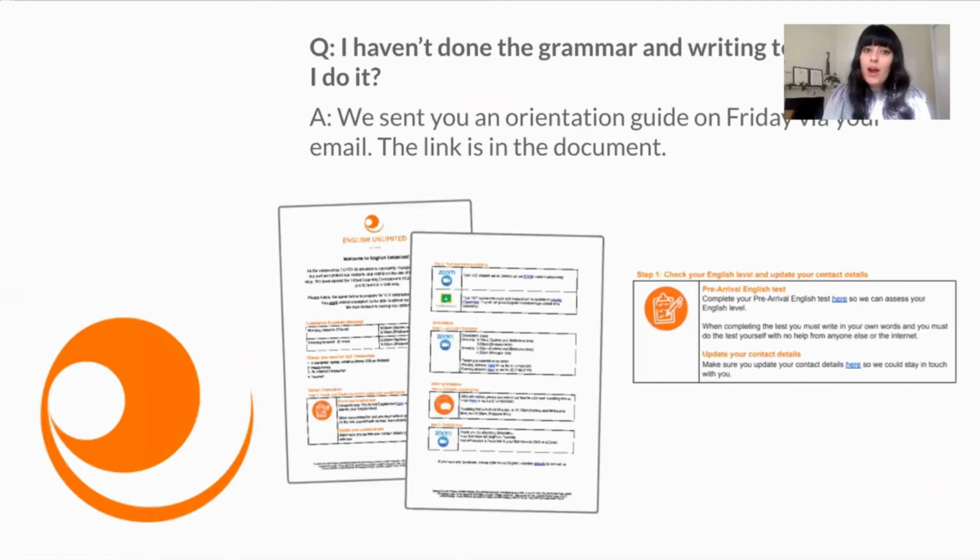I haven't done the grammar and writing test. Where do I do it? Excellent question. So first of all, it is important that you do this test because it will allow us to get a more accurate assessment of your level of English so we can put you in the most correct class. If you want to find this pre-arrival test, you can do that by checking the email that we sent you when you missed orientation, and that will have a link to the test. Or you can check the orientation guide that we sent you on Friday for the link to the pre-arrival test, and that way we can assess you from there. If you haven't done it, please don't worry, just do it after you book your speaking test today.